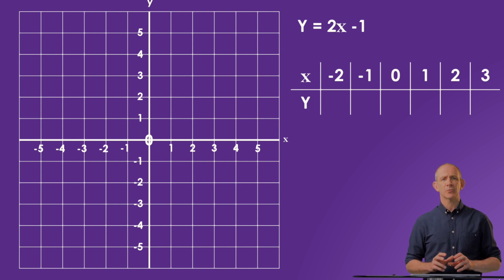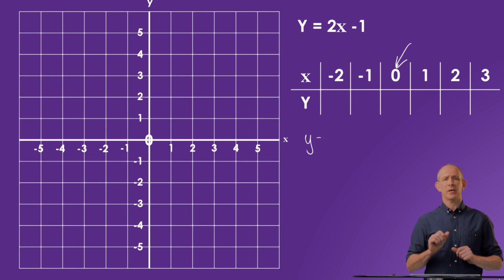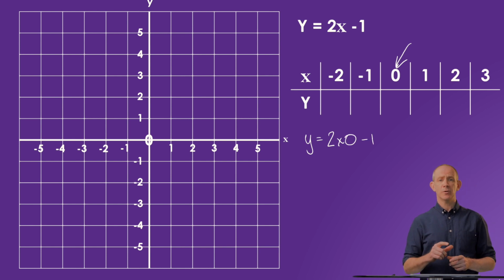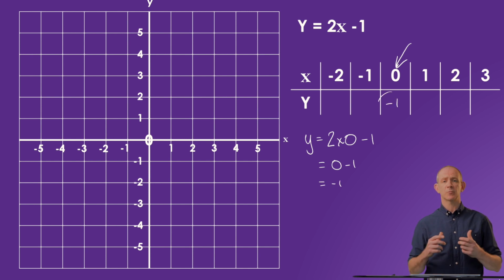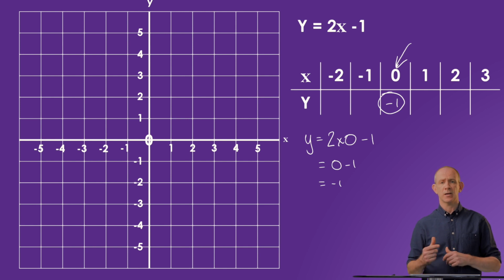We'll always start with the x value of 0, and I'll show you why. When substituting the value for 0 in x, it makes the equation very simple. So here we have y equals 2 times x, which we're going to substitute in for 0, minus 1. 2 times 0 is 0, take away 1 would leave us with -1, so our y value is -1. Now I've circled this because if we have a look at the original equation, the y-intercept was -1. The y-axis is where x equals 0. So we can see how those two match up.